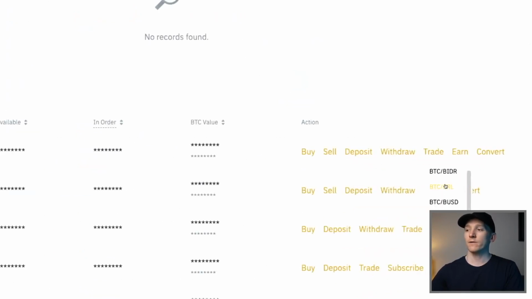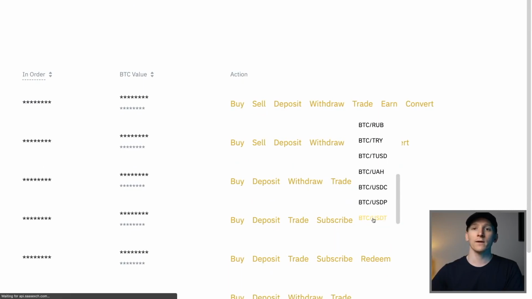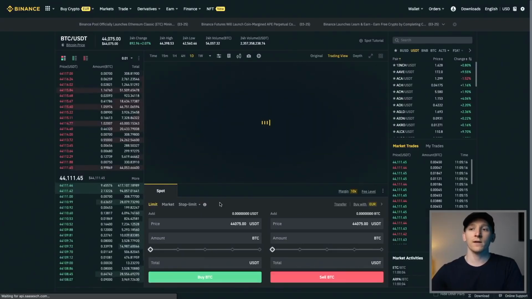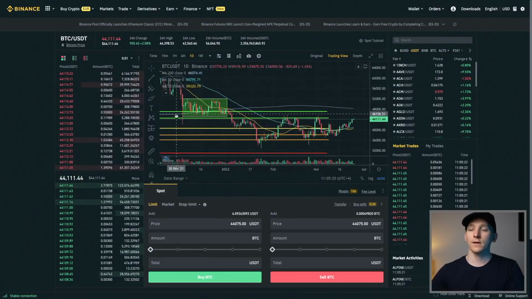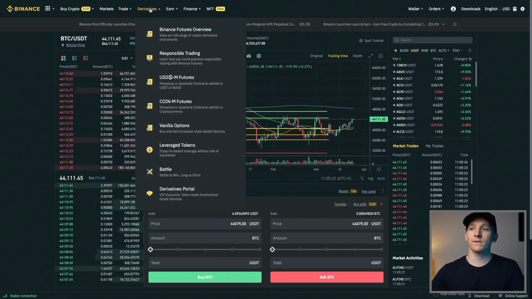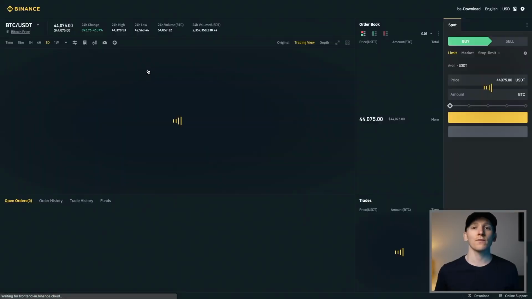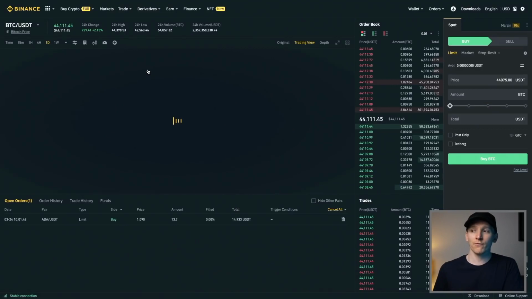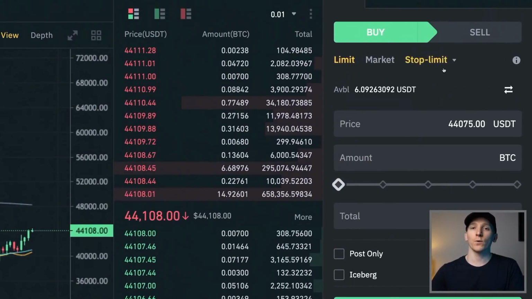I'm going to come down to US dollar Tether right here. So I'm trading USDT, which is basically US dollars, against Bitcoin. Now, this comes through to the advanced trading screen. This is actually the classic screen. As you can see, I'm going to go through to advanced. It's all the same information. It's just a different layout. I prefer this layout.